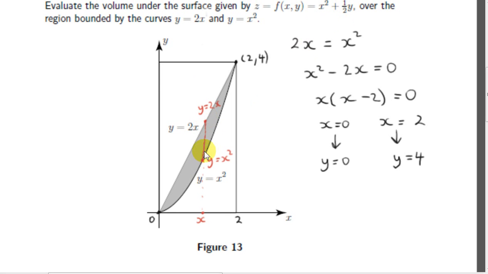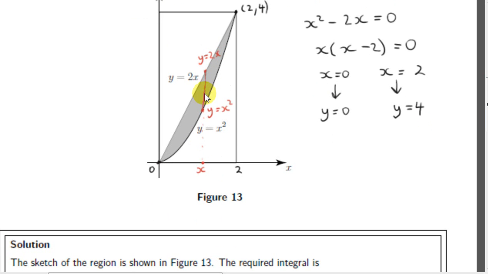So that will give us a general cross section under the surface for any value between 0 and 2. And of course the next stage would be to imagine summing all those cross sections from x equals 0 to x equals 2. That would involve integrating with respect to x. Okay, let's first of all get the area of this cross section at a general value x between 0 and 2.